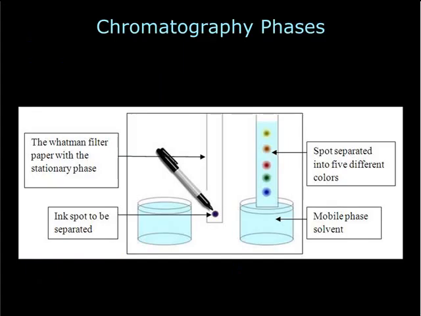All forms of chromatography involve two phases: the stationary or absorbent phase, which includes the material on which the separation takes place, and the substance to be separated. And the second phase, the mobile phase, where the solvent transports the sample into different colors via capillary action.